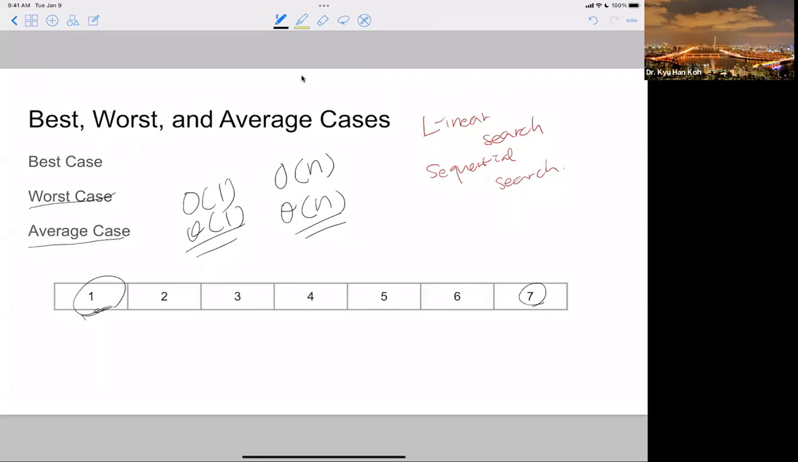And what would be the average case? It can be 2, 3, 4, 5, 6. So in that case we just treat it as n, big O n or big theta n, right? So that's the best, worst, and average case of linear or sequential search, right?